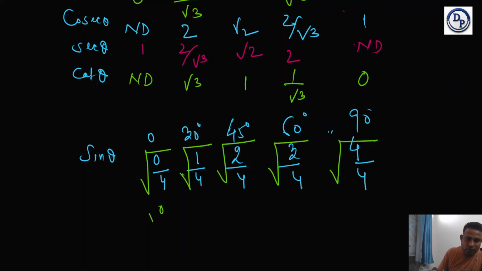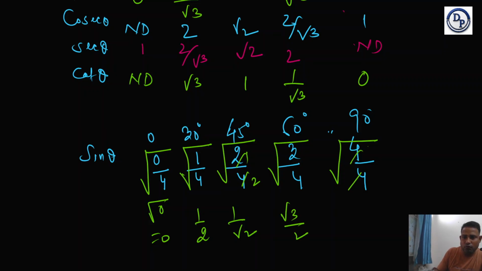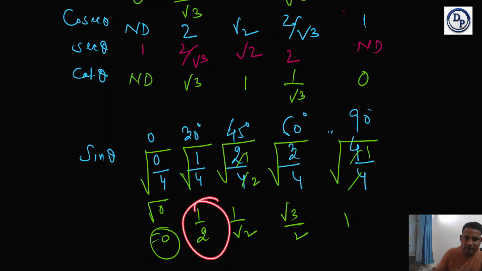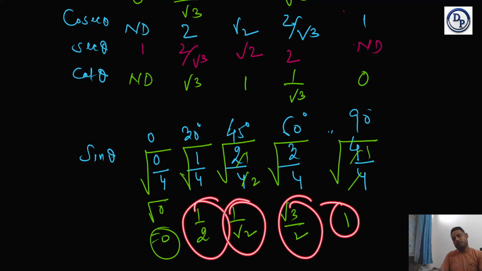0 by 4 gives us 0. Under root of 0 gives us 0. Here we'll get 1 by 2. Here we'll get root 1 by root 4, the 1 and 2 cancel, 1 by root 2. Here we'll get root 3 by 2. Again 4 by 4 is 1, so root 1 gives us 1. You can see sine 0 is 0, sine 30 degree is 1 by 2, sine 45 is 1 by root 2, sine 60 is root 3 by 2, and sine 90 is 1.